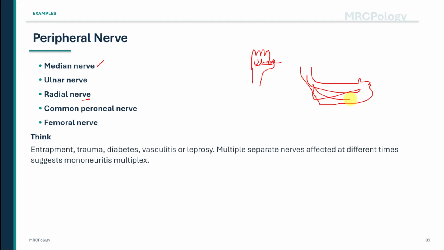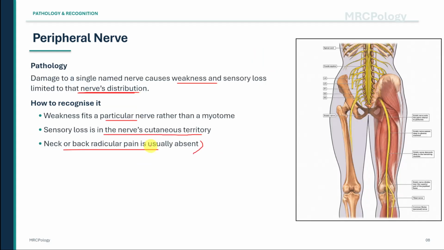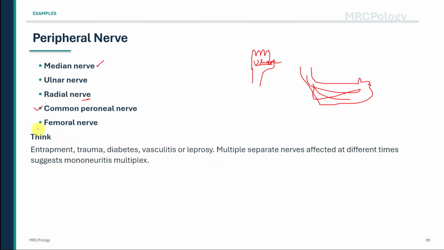A common peroneal nerve lesion causes foot drop through weakness of ankle dorsiflexion and eversion. Sensory symptoms may occur over the anterolateral lower leg and dorsum of the foot. Inversion is relatively preserved because tibialis posterior is supplied by the tibial nerve. This helps distinguish common peroneal neuropathy from an L5 radiculopathy, in which inversion may also be weak.